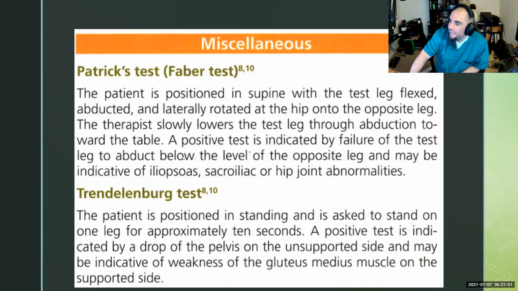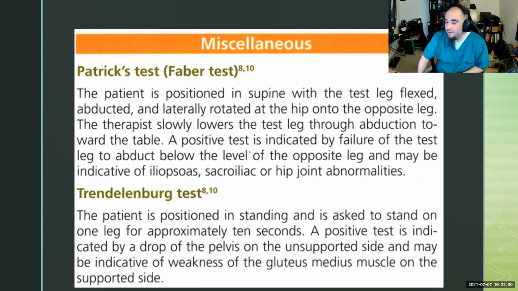Faber's is testing iliopsoas, sacroiliac, or hip joint abnormalities. This is just one where you put the patient in supine, test leg flexed, abducted, and laterally rotated. So you're going to have the leg across. And then the therapist slowly lowers the test leg through adduction toward the table. If the patient drops it, or can't maintain a nice steady pattern, it could be indicative of a poor iliopsoas. I've also seen this called the drop leg test to go along with the drop arm test. But yeah, again, not a big one.